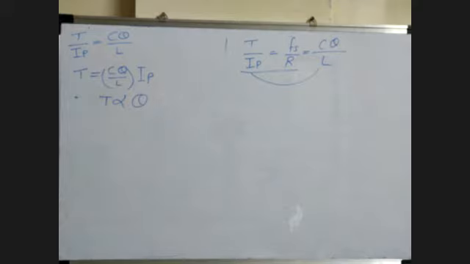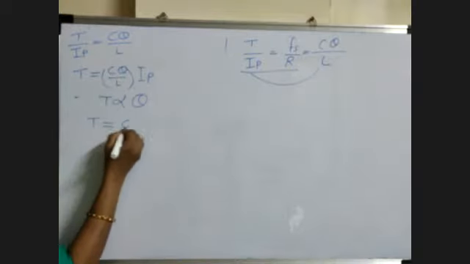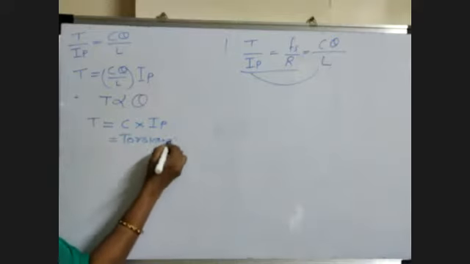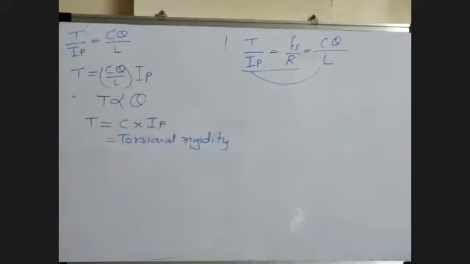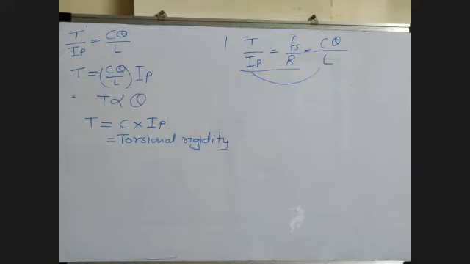After that, L and theta are unity. Suppose we consider this L as 1 and theta is also 1. This theta is unity, length is also unity. So what we get? C into Ip. And this term is called torsional rigidity. This is defined as the torque which produces an angle of twist of 1 radian in a shaft of unit length.